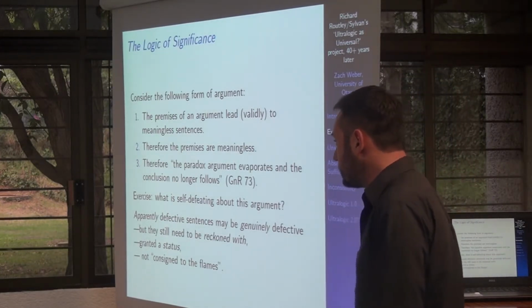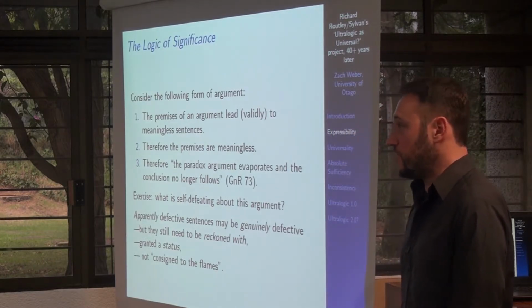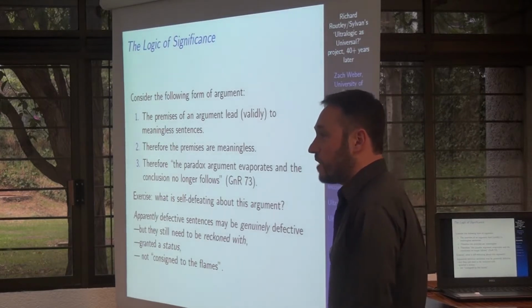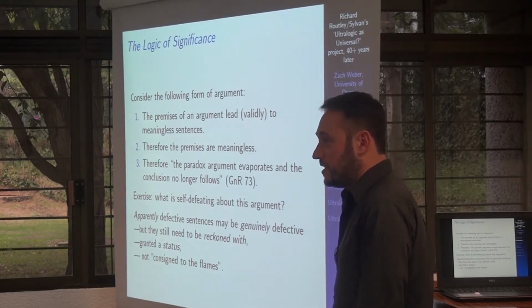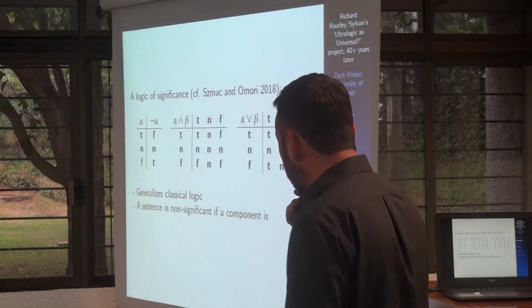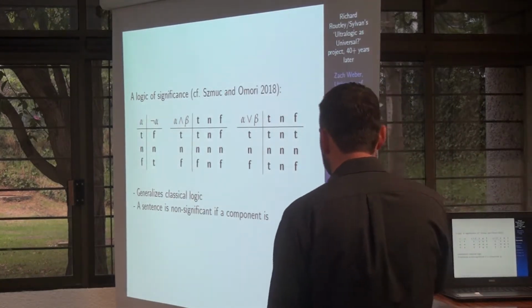So their thought is that apparently defective sentences, they may even be genuinely defective, but they still have to be reckoned with and granted a status rather than, as Hume might have said, consigned to the flames. So at that point, they're thinking, again, that these meaningless sentences could take a middle value.